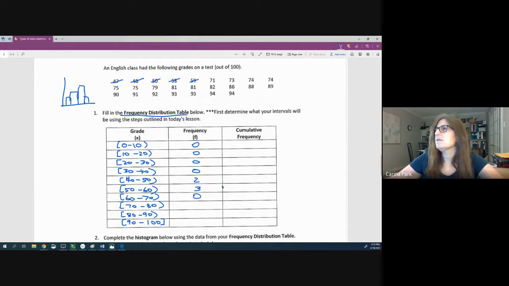70 to 80, 1, 2, 3, 4, 5, 6, 7. 80 to 90, 1, 2, 3, 4, 5, 6, and not including 90. And then 90 to 100, 1, 2, 3, 4, 5, 6, 7.